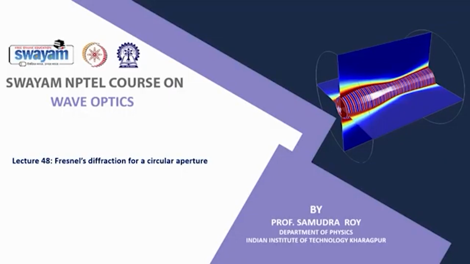Today we have lecture number 48 and today we are going to do a specific problem where Fresnel diffraction is calculated for a circular aperture.